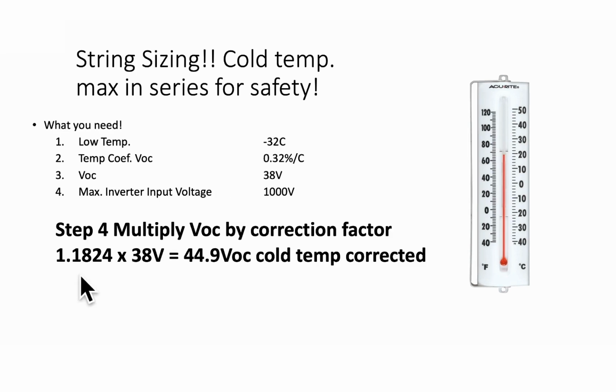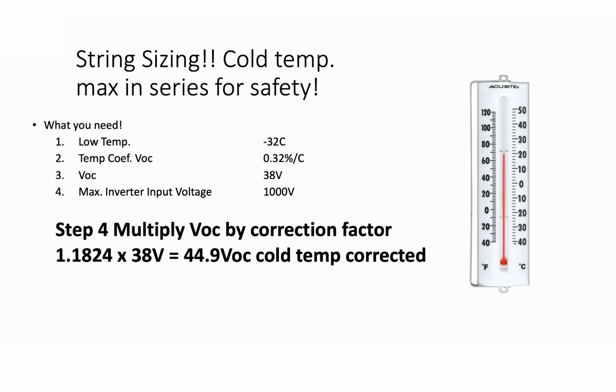So now we've got this correction factor here, and we are going to multiply it by our STC VOC here, which is 38 volts. So we take 38 volts and we multiply that times that 1.1824, and we get our cold temperature corrected open circuit voltage, which is 44.9 volts. And I also think in my head, does this make sense that my voltage goes from 38 to 44.9? And yes, it does make sense. If you have an answer that doesn't make sense, like say that you got a number that was 80 or something crazy like that, you know that you got to go back and figure out why it doesn't make sense.